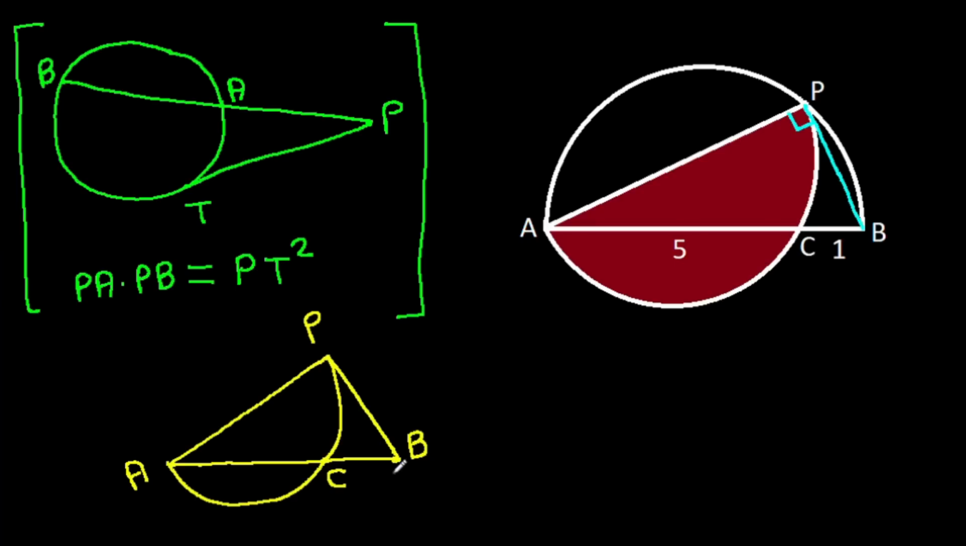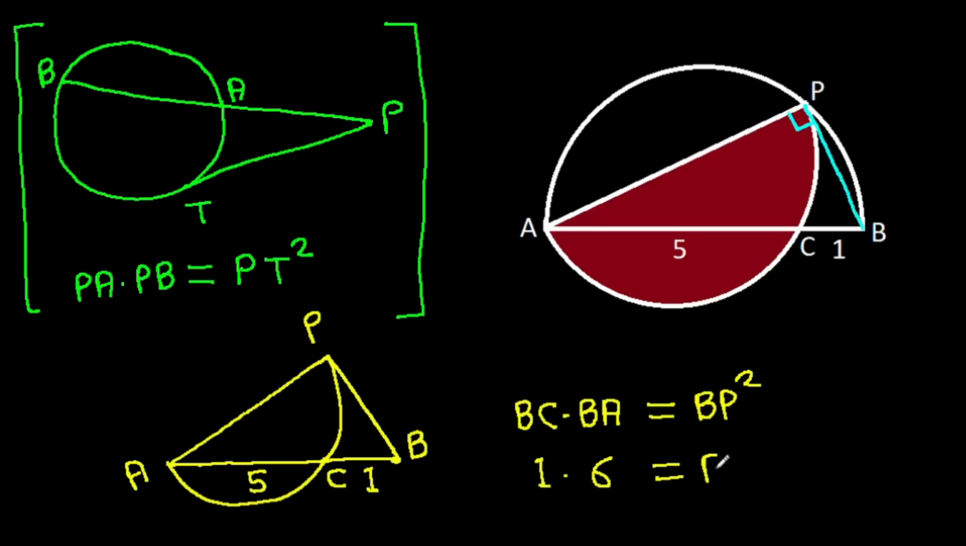So from point B, BC times BA will be equal to BP square, and BC is 1, AC is 5. So BC is 1 times BA, which is 6, is BP square. So BP will be root 6.